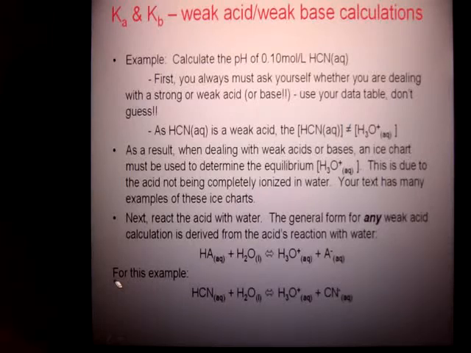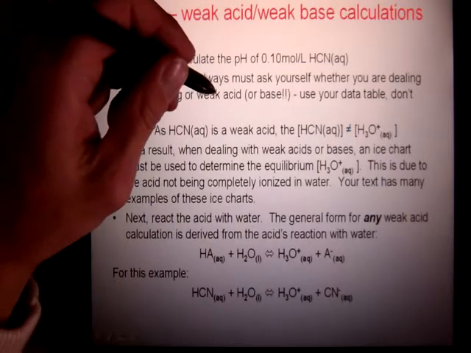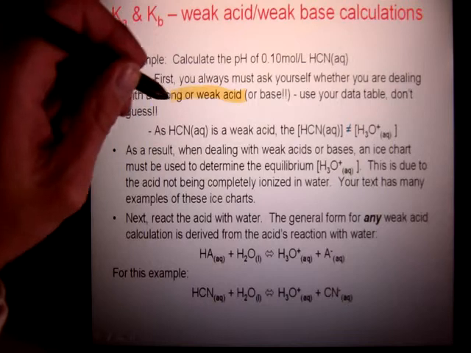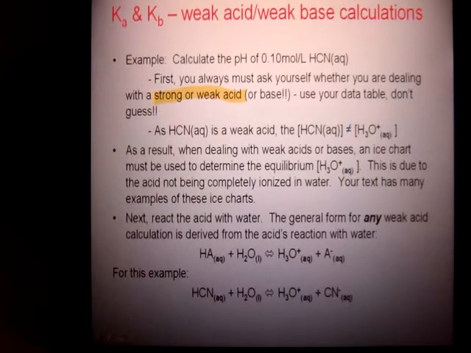A very common problem in acid-base is to calculate pHs, pOHs, hydronium, and hydroxide of solutions. When you are trying to calculate these answers, the first thing you must always ask yourself is, are you dealing with a strong acid or are you dealing with a weak acid or base? Remember, your data table will tell you this. Don't just try to guess it out.